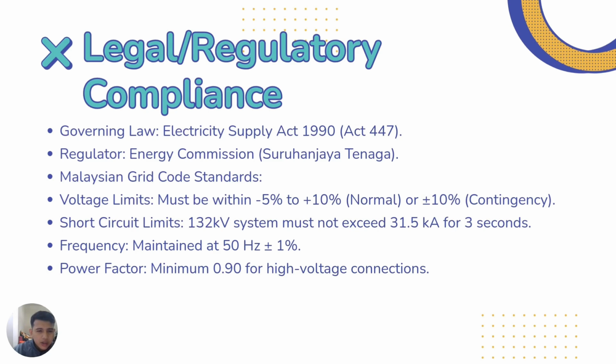For the short circuit limits, the actual value of our Malaysian standard at 132 kV is that the system must not exceed 31.5 kA for 3 seconds. The frequency is the same for the entire country: 50 hertz plus or minus 1%, and the power factor is a minimum of 0.9 for high voltage connection.